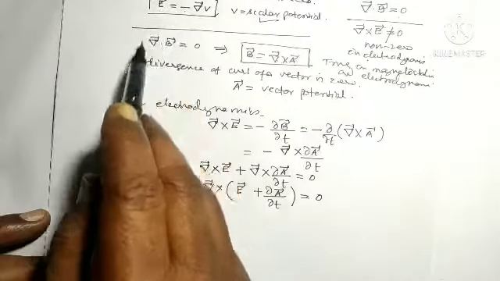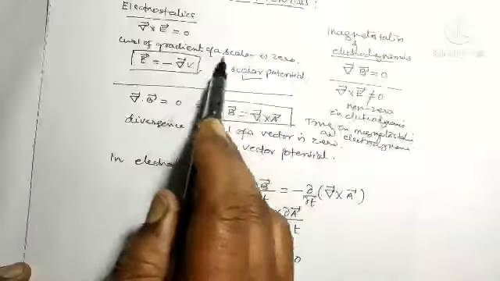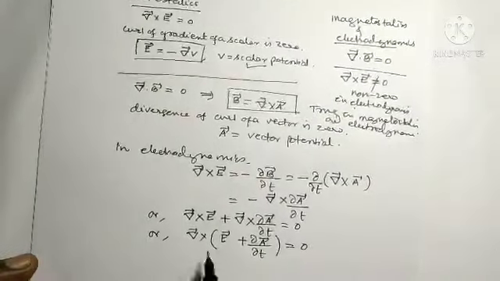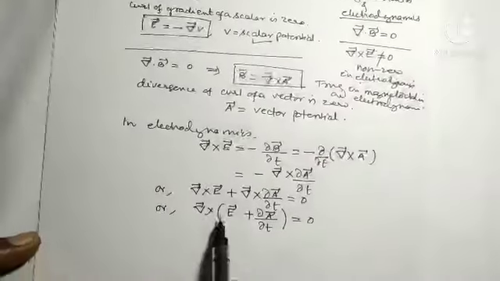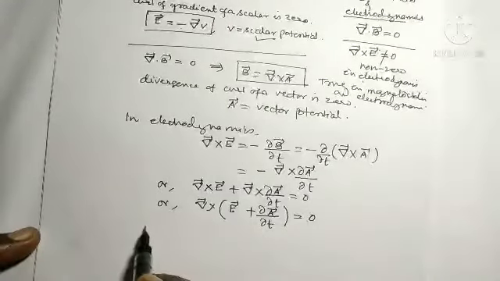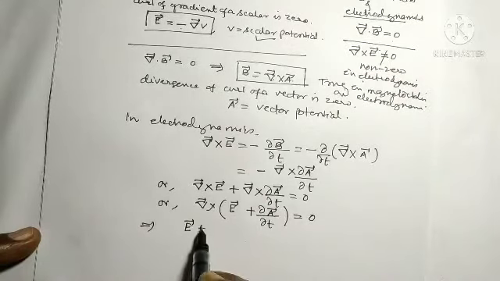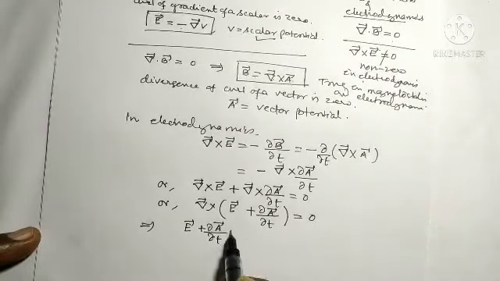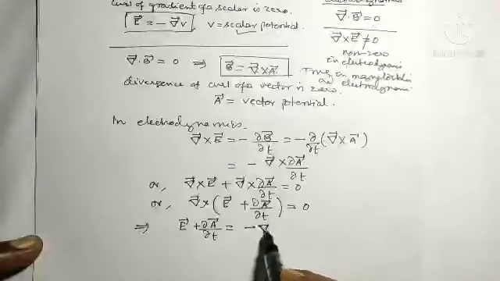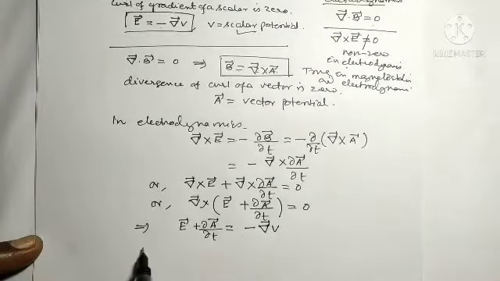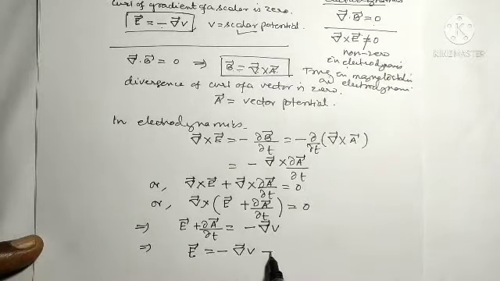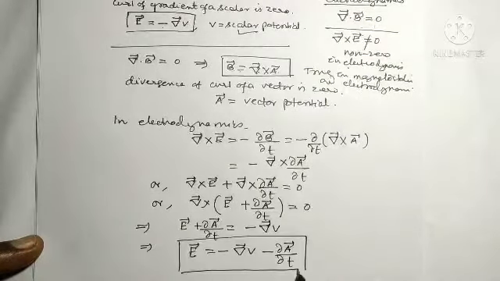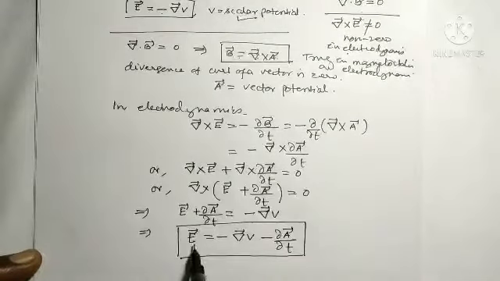As with E, the curl of the gradient of a scalar is 0. Del cross E equal to 0, so we write E equal to minus grad V. Similarly here, del cross (E plus del A by del t) is equal to 0. So this implies E plus del A by del t is equal to minus grad V, or E is equal to minus grad V minus del A by del t. So this is the expression for the electric field intensity in electrodynamics.